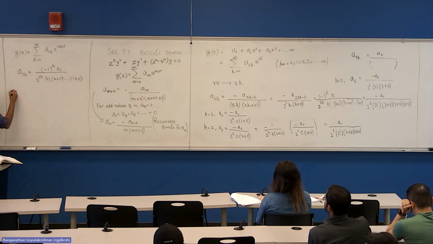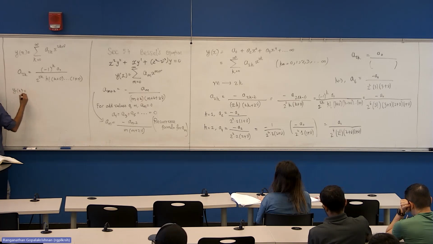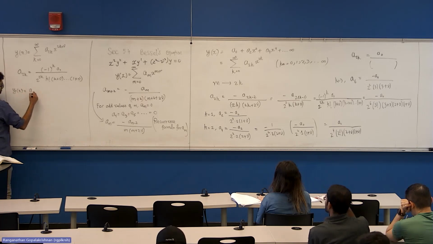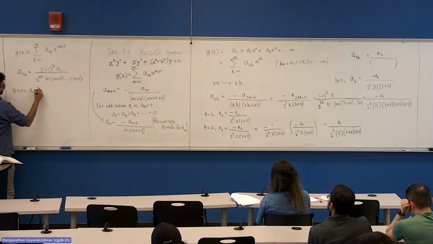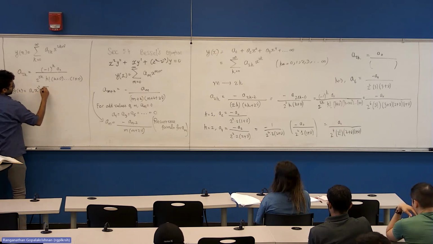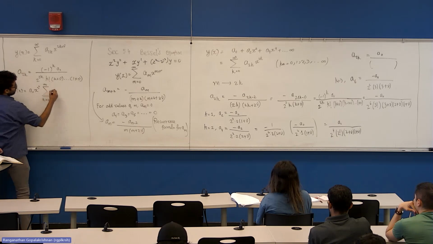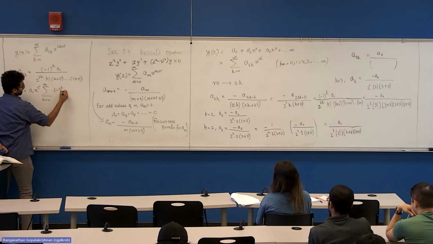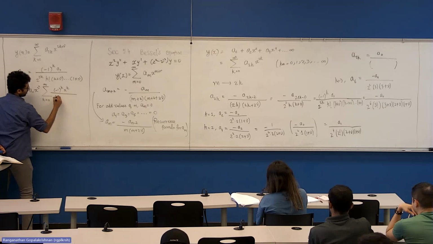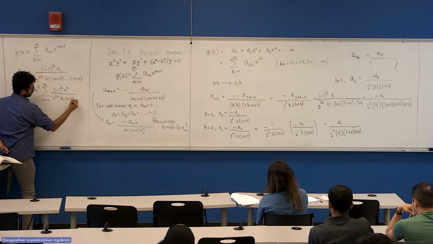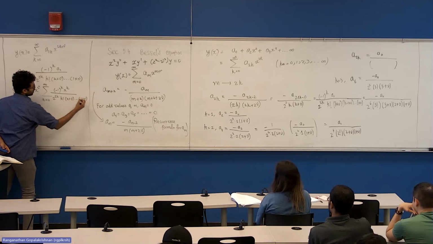So I can write y of x equal to a naught. A naught is common in everything, so I can write a naught times x power nu multiplied by summation k equals 0 to infinity minus 1 power k x power 2k divided by 2 power 2k k factorial, k plus nu all the way to 1 plus nu.